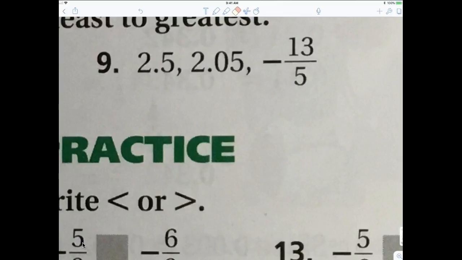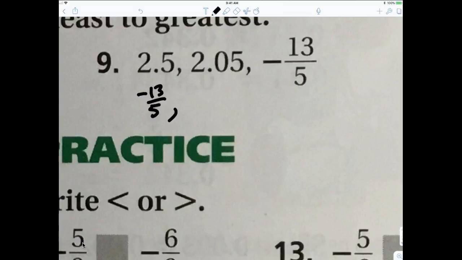Obviously, the smallest one is the what? The negative. There's only one negative, right? So the negative has to be smaller. Is everybody agreeing with me? So negative 13/5 goes first.